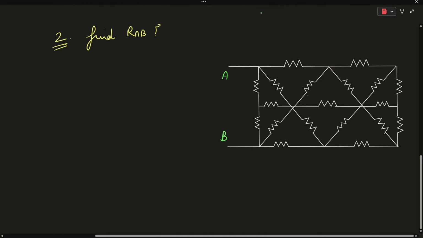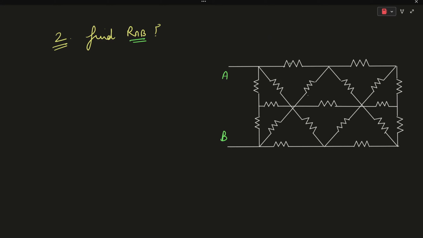Let's solve the second problem. In this problem also we need to find the equivalent resistance RAB, and the resistance of each branch is also equal to R. In this case also we cannot apply the horizontal plane of symmetry, because this horizontal line is not dividing this network into two equal and mirror symmetric parts. So in this case also we will go with mirror symmetry.